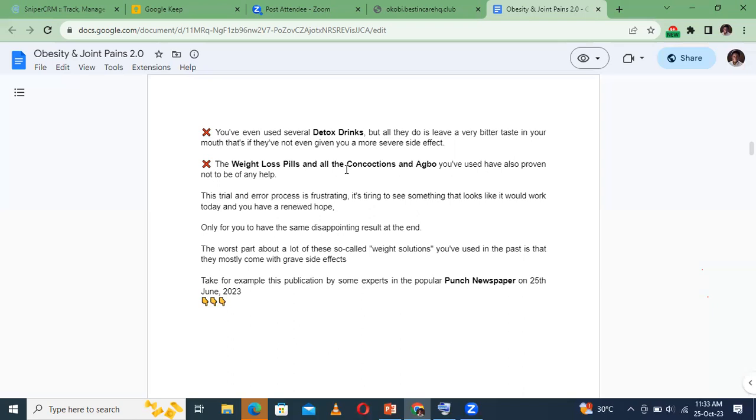The weight loss pills and all the concoctions and agbo you've used have also proven not to be of any help. This trial and error process is frustrating. It is tiring to see something that looks like it would work today, and you have a renewed hope, only for you to have the same disappointing results at the end. The worst part about lots of these so-called weight solutions you've used in the past is that they mostly come with grave side effects. Take, for example, this publication by some experts in the popular Punch newspaper on 25th June 2023.